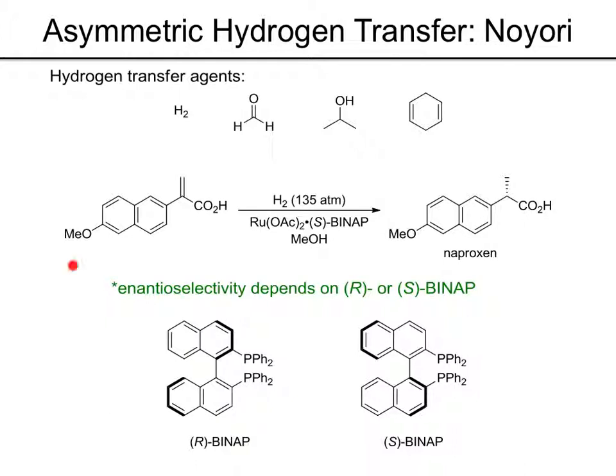Now in this example, we're using hydrogen at high pressure, ruthenium acetate, S-BINAP, and methanol, and we're enantioselectively forming the S enantiomer from this alkene, and that gives us naproxen. The enantioselectivity of this reaction comes from this reagent, S-BINAP, and you can use either R or S-BINAP depending on which enantiomer you want. These are the structures of R and S-BINAP, and both are commercially available.